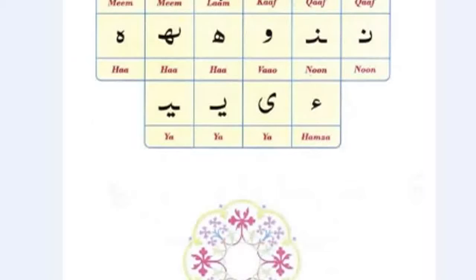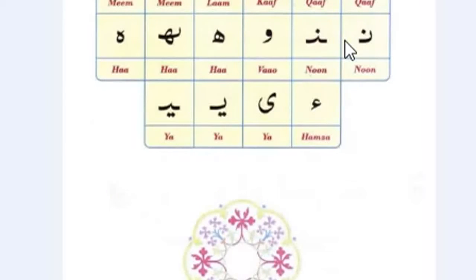Lam. Lam does not connect with the next letter, it is in this shape. Meme. When meme does not connect with the next letter, it is in this shape. Meme. When meme does not connect with the next letter, it is in this shape.